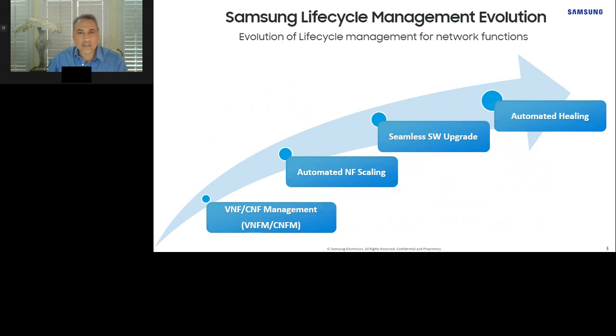So you talk about lifecycle management. That's just very basic. I covered it already, but the VNF CNF deployment is there, and then as you expand upon this notion of an elastic, dynamic network, you bring in things like automated scaling, seamless software upgrade, and automated healing, all driven from the orchestration.